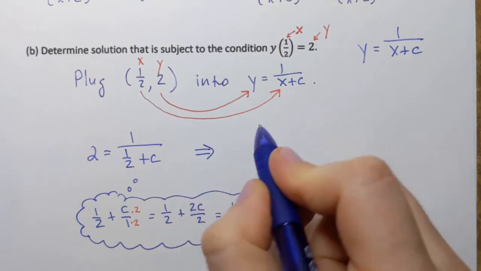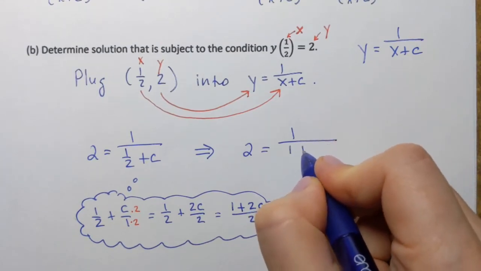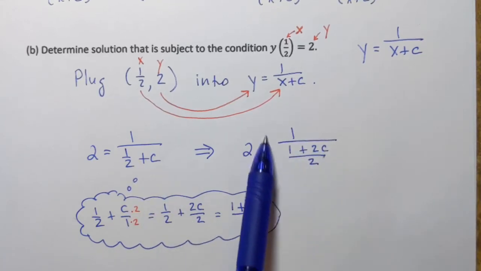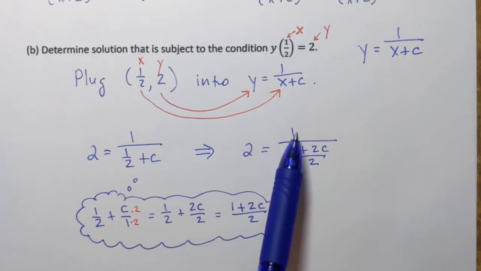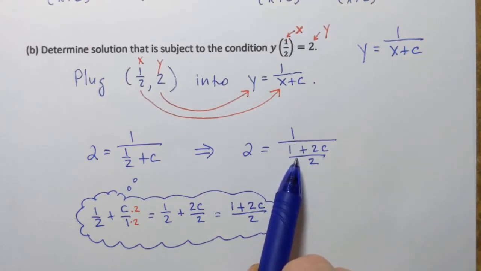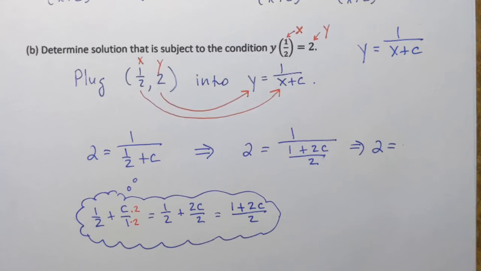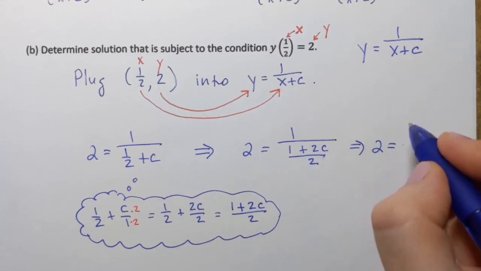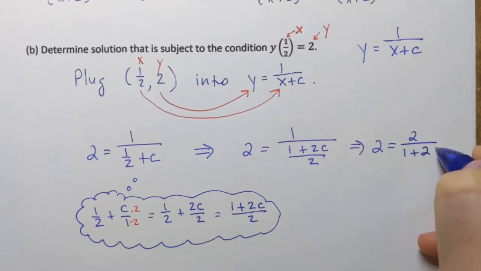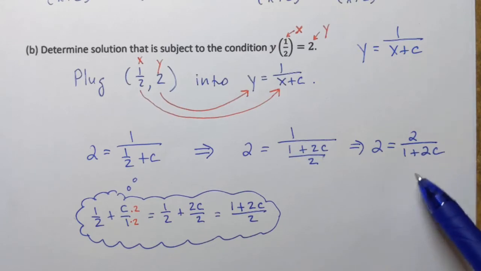So from here, I get the following equation: 2 equals 1 over, and now in the denominator we have 1 plus 2c over 2. Now, once we simplify the denominator, we're ready to simplify this complex fraction. And when I'm dividing 1 by a fraction, it's the same as taking 1 and multiplying it by its reciprocal, right? So from here we're going to get 2 equals 1 times, and then I'll flip the denominator, so it's 2 over 1 plus 2c, like that. So I multiplied 1 by the reciprocal of the denominator, and that's what I got on the right hand side.